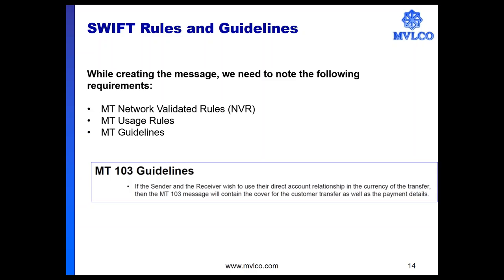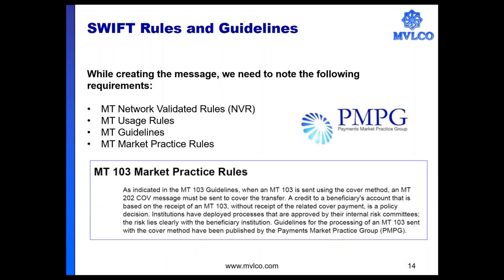The fourth optional compliance is the market practice rules. The market practice rules specify the rules published by some recognized market practices group. So here you have the example of the payments market practice group creating a rule for the MT103. Again, we don't need to comply with the MT guidelines. They are not mandatory. And we also don't need to comply strictly with the market practice rules. So both the guidelines and the market practice rules are optional for compliance. So this is the mechanism of the compliance. The first two, NVR and the usage rules, are must, and the next two are optional.